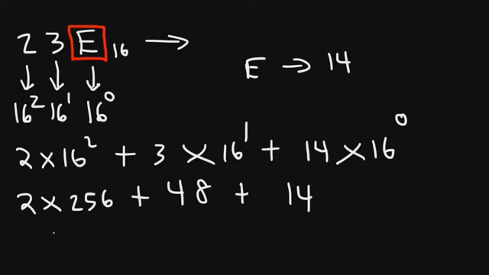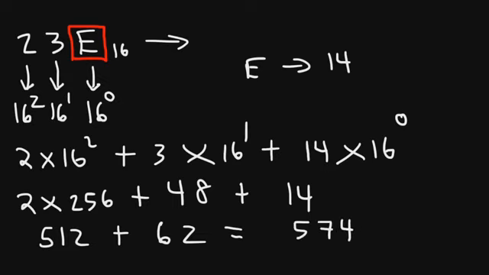Now 2 times 256 is 512. 48 plus 14 is 62. And if we add 512 and 62, that's 574. So this is the answer in the base 10 system. That's how we can convert a hexadecimal number in the base 16 system to a decimal number in the base 10 system. Let's work on another one. F7D base 16. Let's convert that to a decimal number.